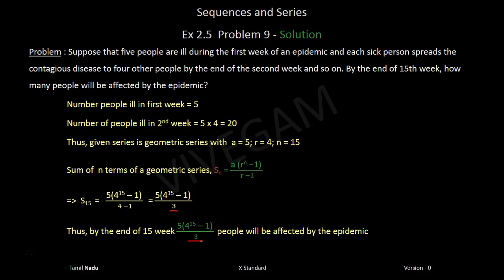epidemic. You can see the number 4 to the power of 15 is such a big number. So that is why geometric progression is very powerful, and a contagious disease in an epidemic really spreads widely.